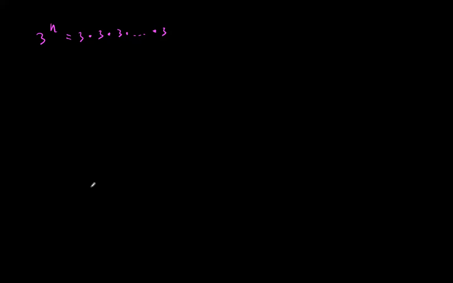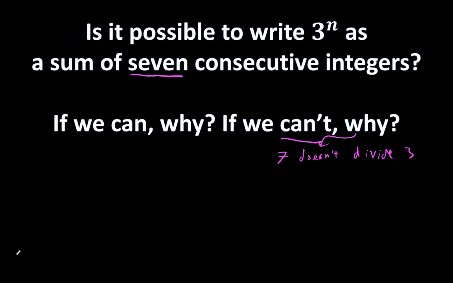Wait, I have a question. So let's just say it's like 7. How can you express 7 as 2 consecutive integers? So it can just be 3 and 4. So in words, I have expressed 7 as the sum of 2 consecutive integers. So I can express 7 as the sum of 2 consecutive integers, but the question is, can I write 3 to the n as a sum of 7 consecutive integers? So I'm not actually adding the number 7 in, that's the number of things I want to add. Does that make sense?